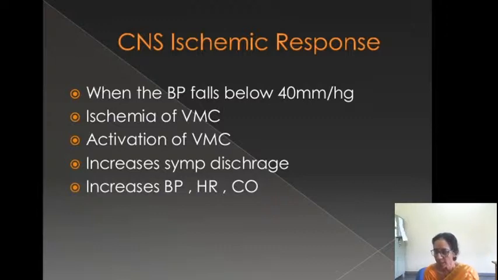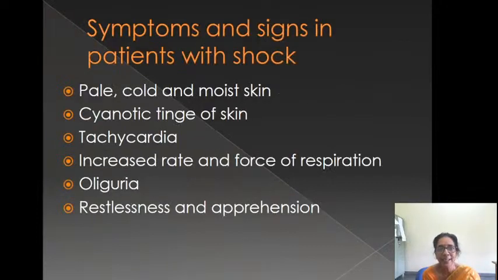Okay, so these are your immediate short-term mechanisms. What are the short-term mechanisms we have seen? Immediate mechanisms: baroreceptor mechanism, chemoreceptor mechanism, and the CNS ischemic response. Now, whenever these mechanisms are happening in our body, what are the signs and symptoms? We'll see pale, cold, and moist skin. Why pale and cold? Because of decreased blood flow to the skin. It is moist because of the increased sweating, because of your increased sympathetic discharge.